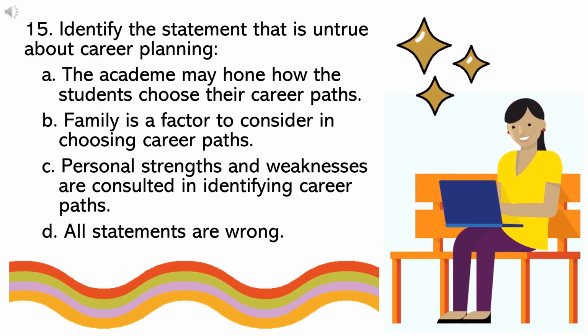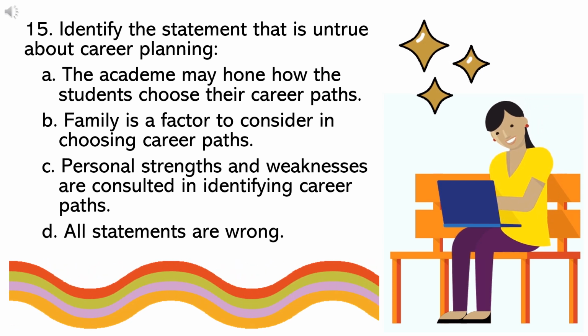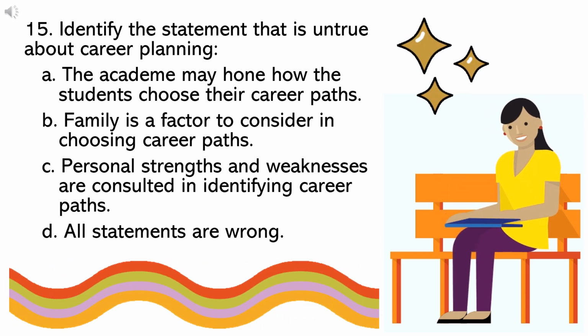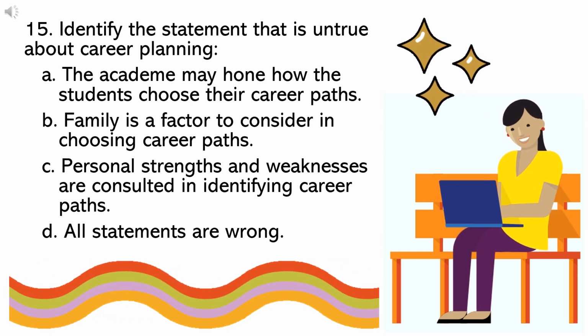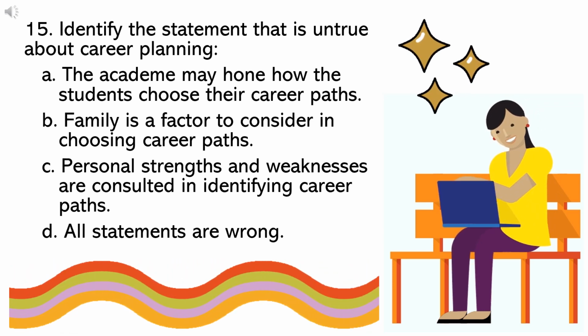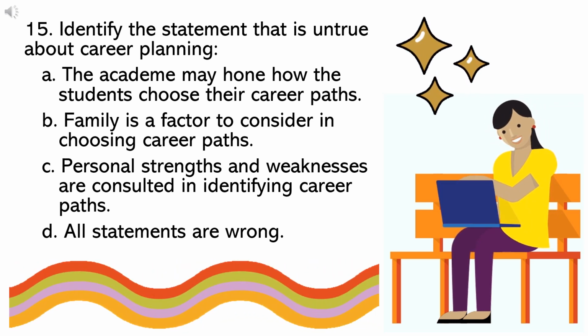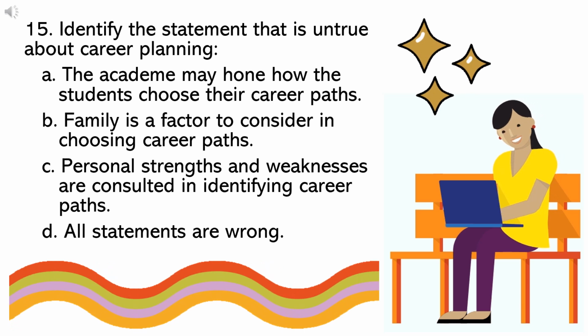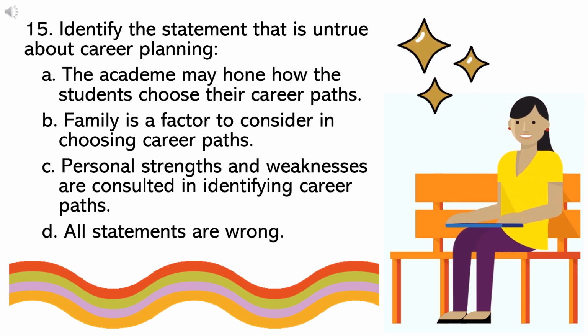15. Identify the statement that is untrue about career planning. A. The academe may hone how the students choose their career paths. B. Family is a factor to consider in choosing career paths. C. Personal strengths and weaknesses are consulted in identifying career paths. D. All statements are wrong.